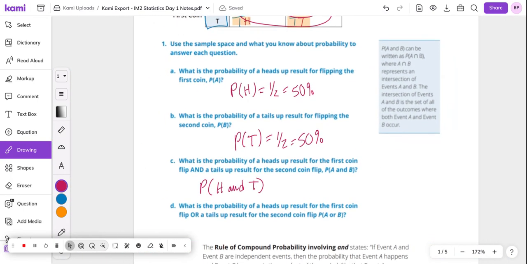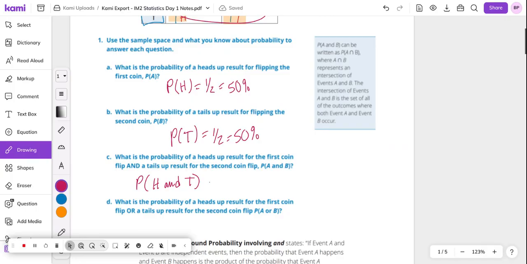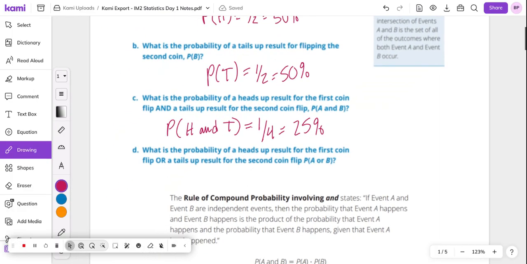Okay, so we are going to say that that is 1/4. One out of the four possibilities is heads first and tails second. So that's going to be 25%.